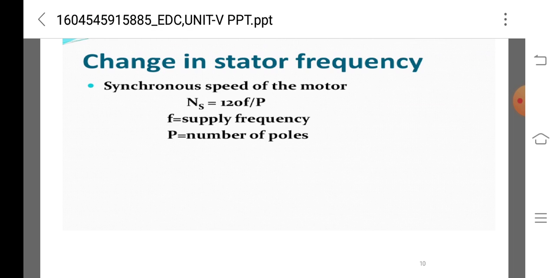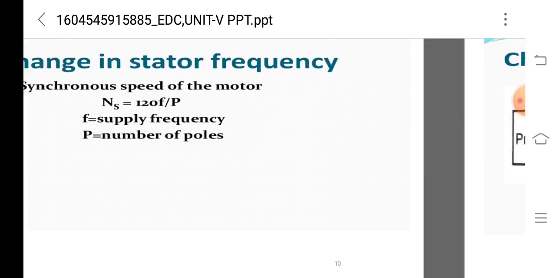Change in stator frequency. The synchronous speed equals 120 f by P, where f is the supply frequency and P is the number of poles. Here f is the stator voltage frequency and P is the number of poles. As I already told, since the synchronous speed is directly proportional to the frequency of the stator voltage, any change in frequency results in an equivalent change in motor speed.